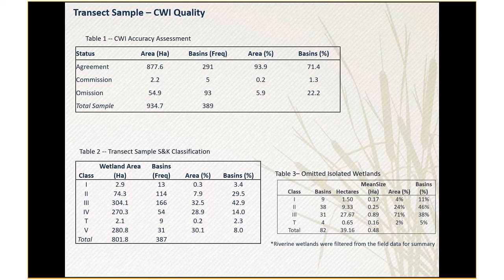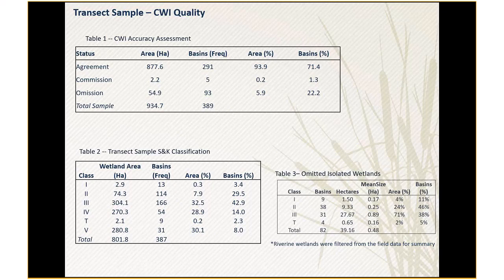The vast majority, just under 60%, are 1s and 2s, but along our sample, 38% of what we omitted are class 3s. So I think the CWI data from an area perspective is still relevant. It characterized the distribution of wetlands really well, but we are missing some class 3s for sure.